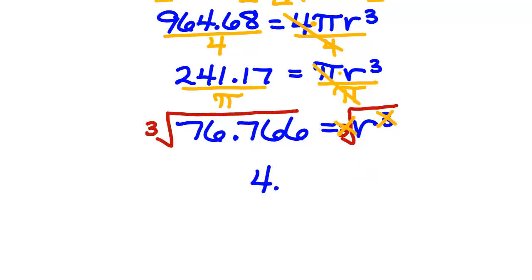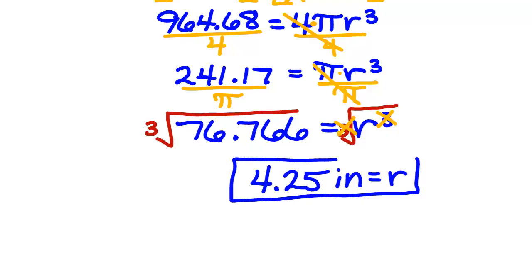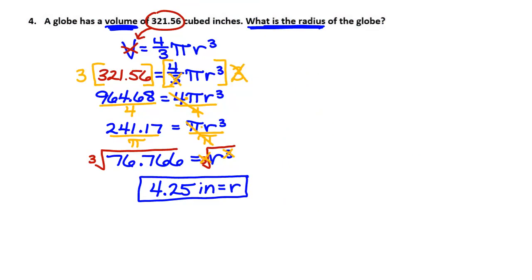4.25 is correct. Do we need units with that? Inches, absolutely correct. Why is it not cubed inches? We removed the cubed part. We did a cube root. Only volume gets cubed units. Radius does not get cubed units. All right. Very nicely done.